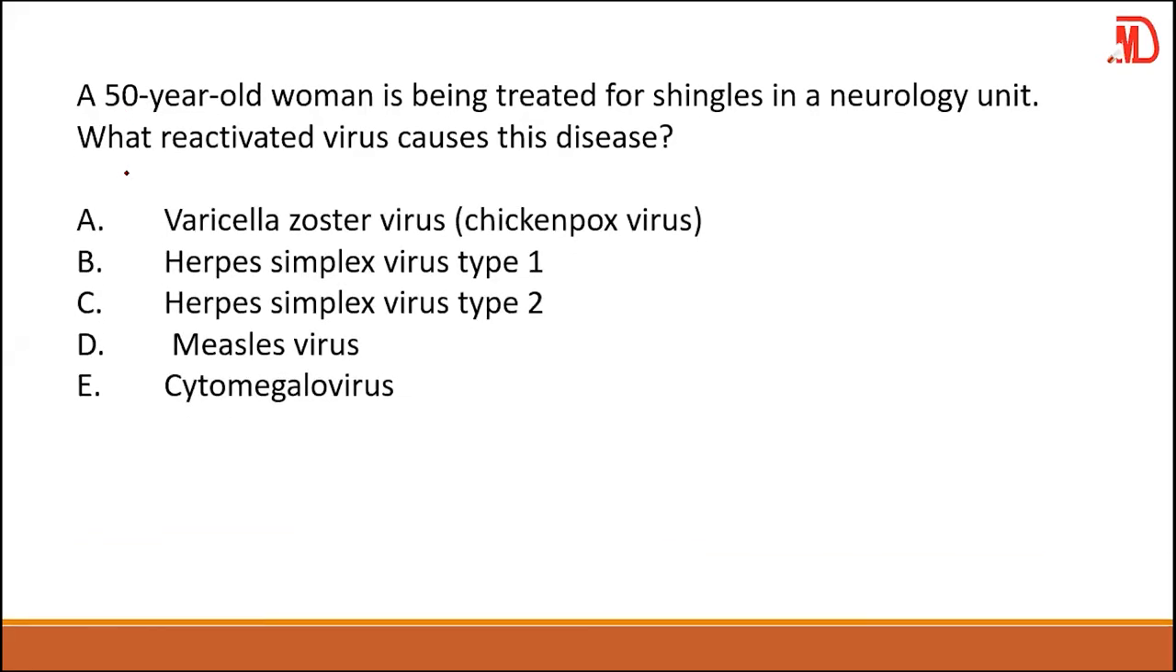A 50-year-old woman is being treated for shingles in a neurology unit. What reactivated virus caused this disease? In other words, what is the causative agent for shingles? That is what it simply means. And of course, you are thinking of what? Zoster virus. So basically, your answer is what? It's Zoster virus. And that's why your answer is A.